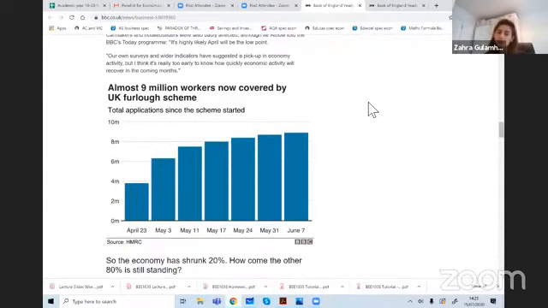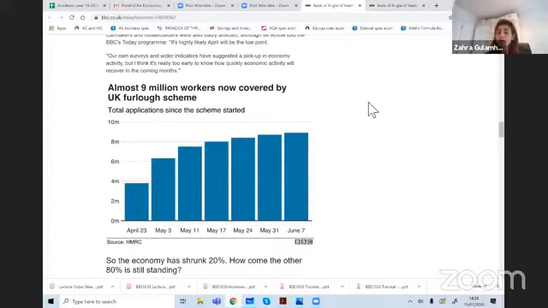And here, as we see, we've got almost 9 million workers now covered by the UK furlough scheme. April 23rd was the first month where we had applications almost reaching 4 million. Look at it by June 7.